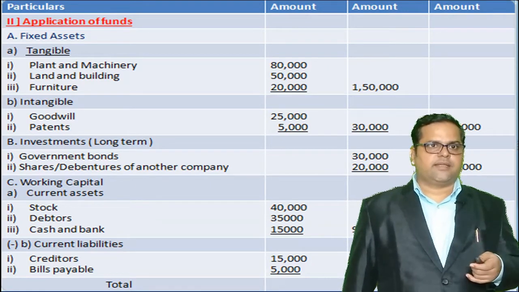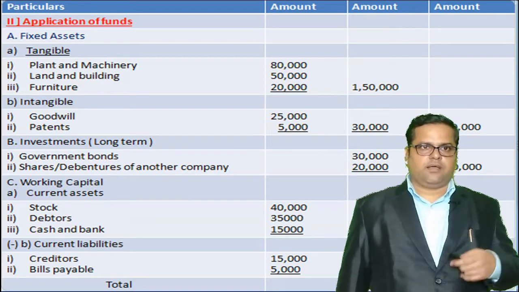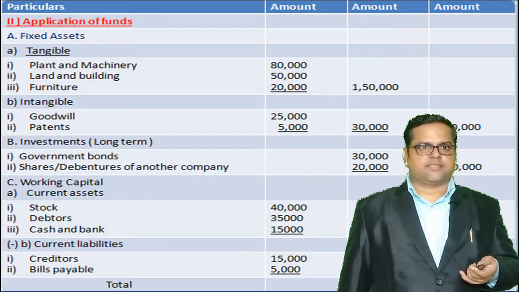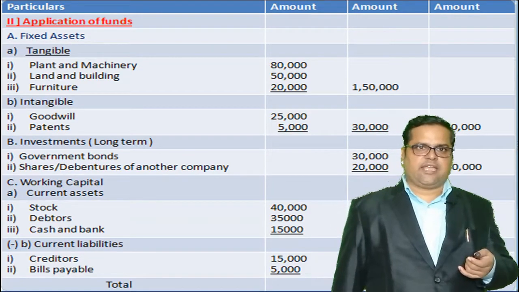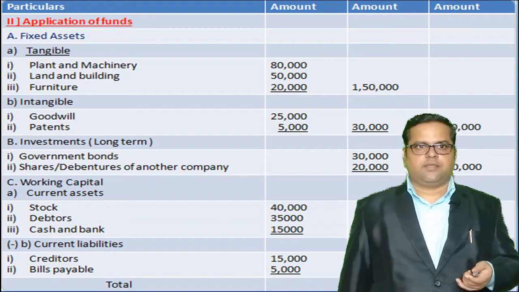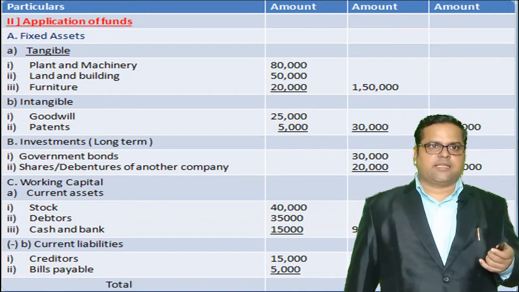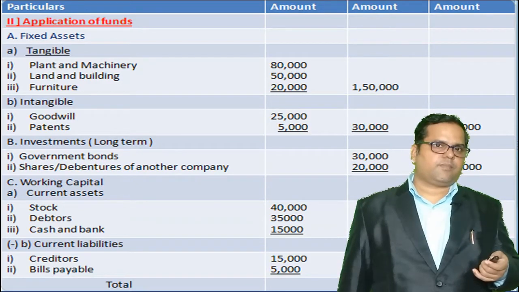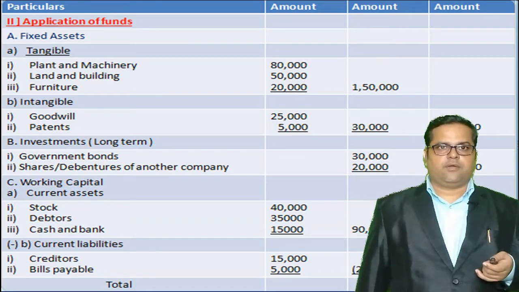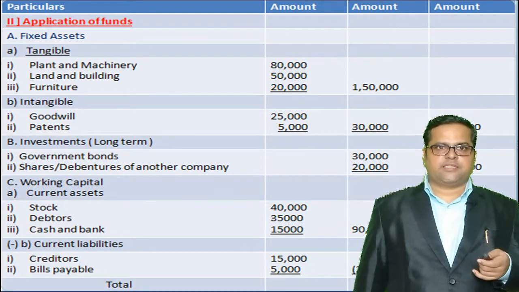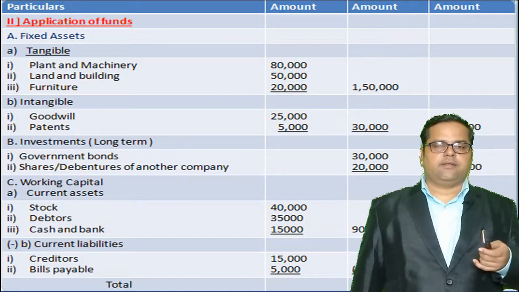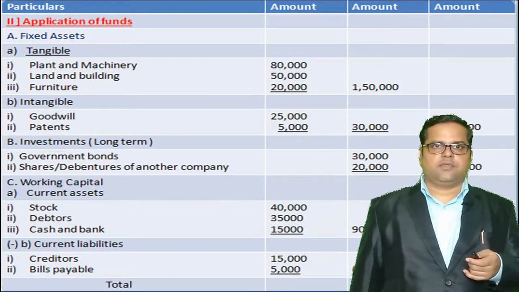Clear? Now third heading is working capital, which will have again subheadings current assets and current liabilities. We had marked CA for current assets. Examples were stock, debtors and cash bank. Again we'll put their values in first column and we'll take the total to second column, and we'll record creditors and bills payable under the heading current liabilities, and we'll record the values in first column and take the total to second column. Now in second column we will subtract current liabilities value of 20,000 from total of current assets, that is 90,000. So we get net value 70,000 in third column.